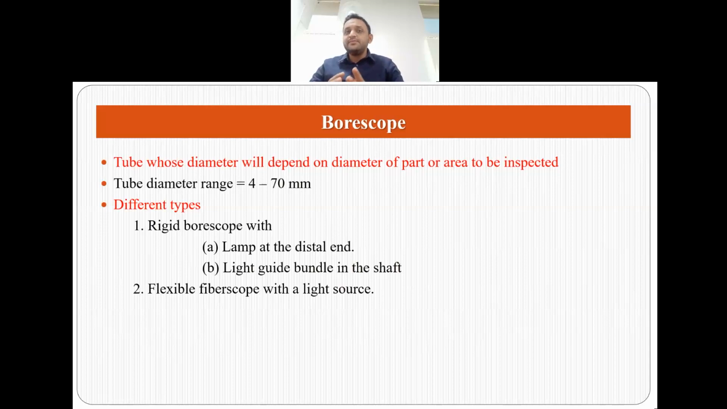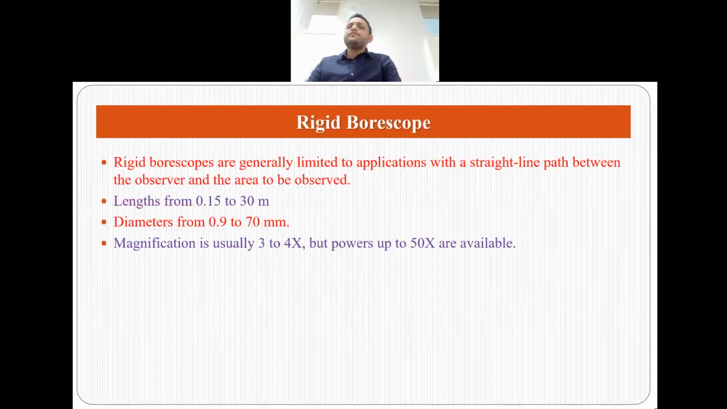In rigid borescopes also, there are two kinds: one with a lamp at the distal end, and one with a light guide bundle in the shaft. So let's first talk about rigid borescopes. Rigid borescopes are usually used where there is a straight line path between the observer and the area to be observed, because we do not have much flexibility here.